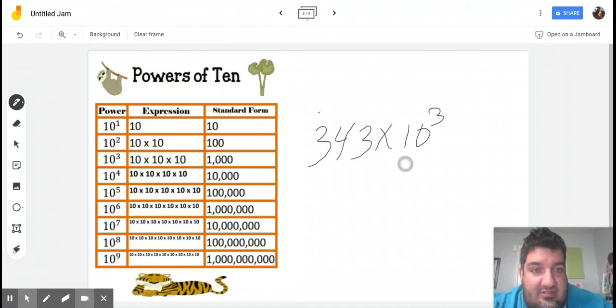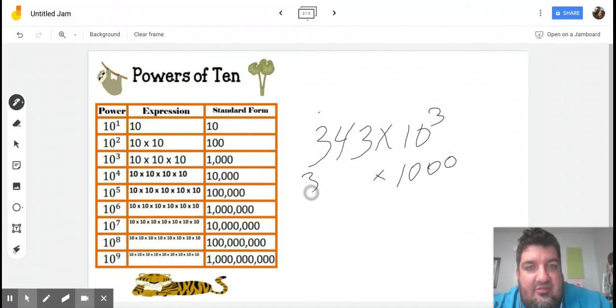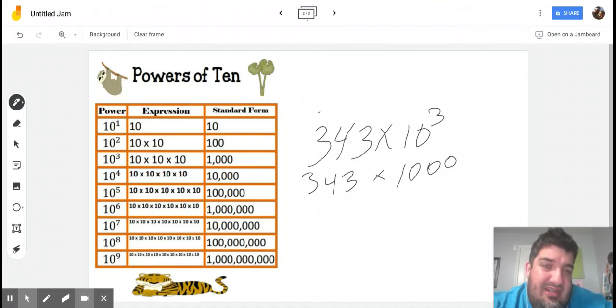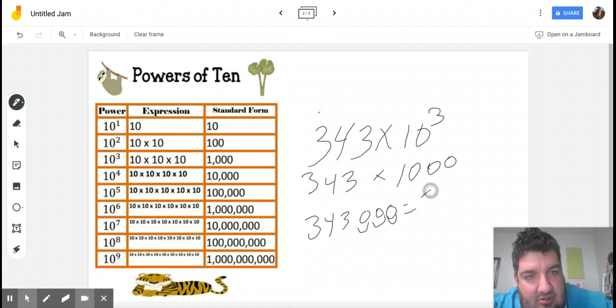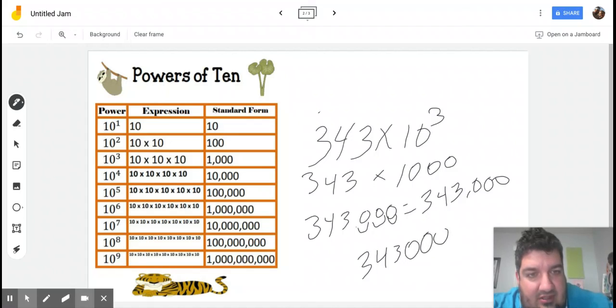10 to the third power is 1,000. And you're like, Mr. Morrison, I can do this on a calculator, but why would you need to? You don't even need a calculator, because you got the calculator right here in your mind. So I'm going to move my decimal place 3 places. 3, 4, 3, and that's going to be 1, 2, 3. So my answer is actually 343,000. You're like, but Mr. Morrison, I literally could just write 343, and since that has 3 zeros, I got the same answer.